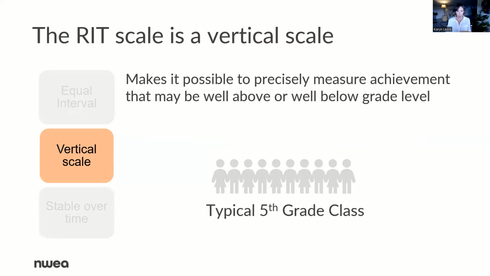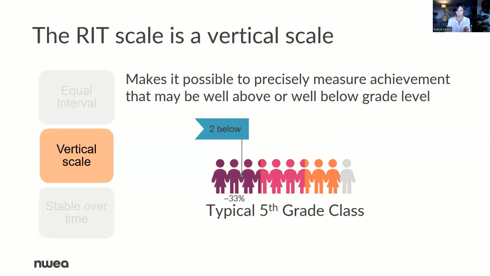Some estimates and research suggest that only about a quarter of students are on grade level. Some students may be 1 grade below, about a third of students, according to some research. Another third may even be 2 grades below. And a non-trivial amount of students are a grade above.